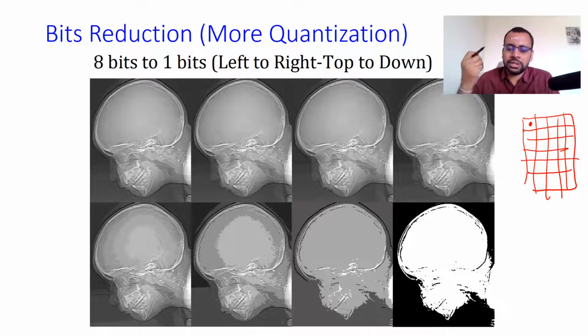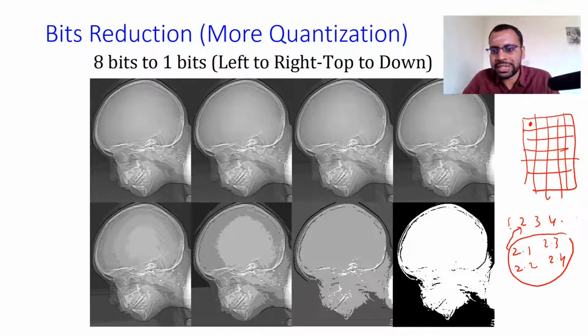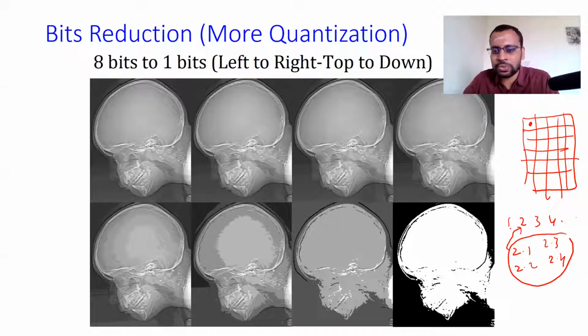In other words, suppose I am using just integer values 1, 2, 3, 4. Then what would happen if I have 2.1, 2.2, 2.3, 2.4? Maybe all these things I would put under 2. That's the kind of quantization I'm doing here. Anything more than 2.5, I would put in the basket of 3. All of those values would go there and I would represent them as if it is 3.